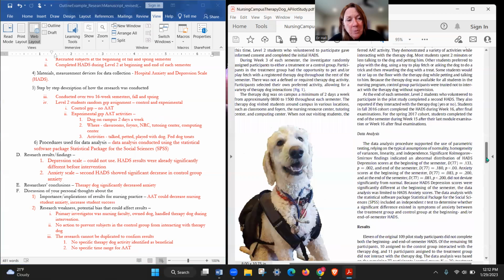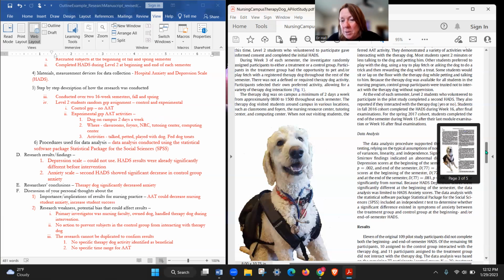So in this particular one, when they did the analysis in SPSS, they compared the before and after HADS. On the depression scale, because the pre-test findings were already significantly different before the intervention, depression wasn't something the research could look at to see if the dog would improve it, because there was already a huge difference between the groups. And then the anxiety scale showed on the second HADS a significant decrease in the control group's anxiety. So there's your results section.